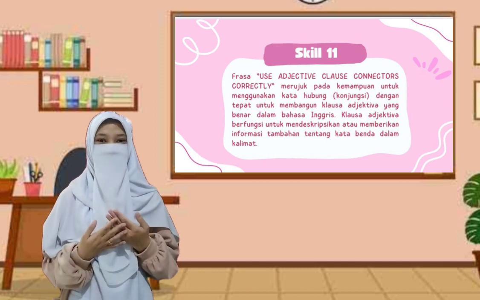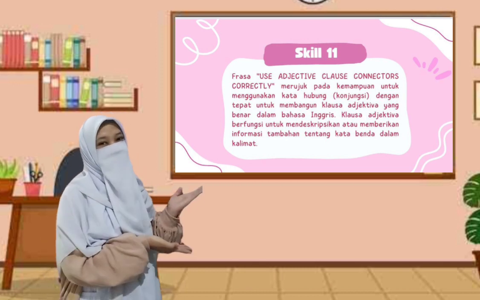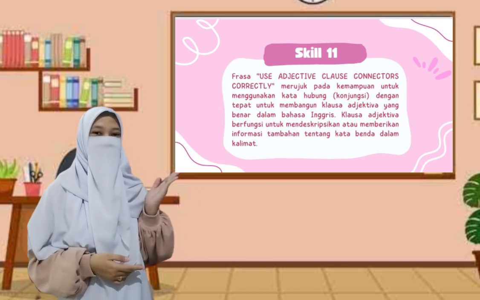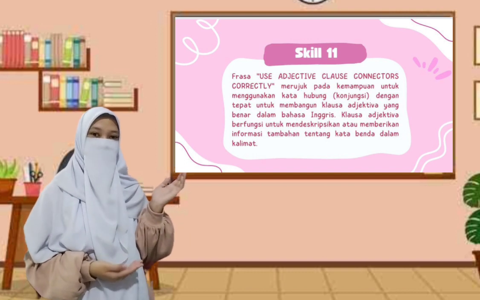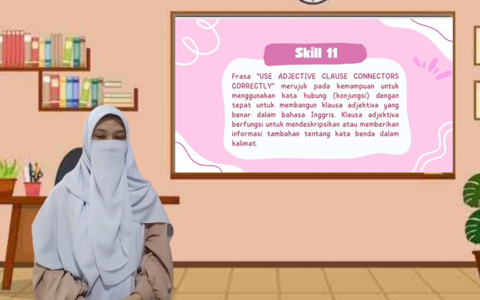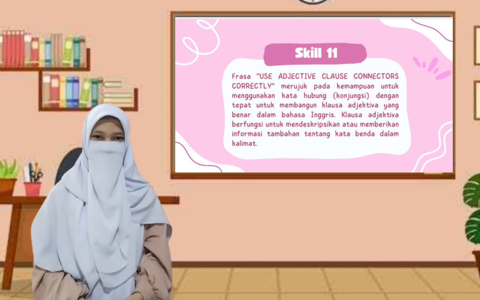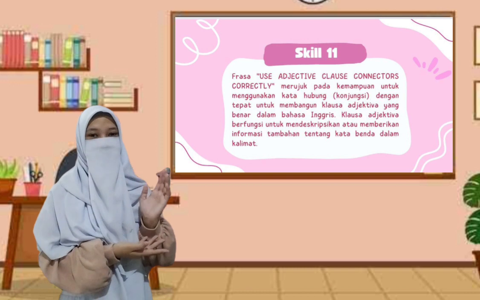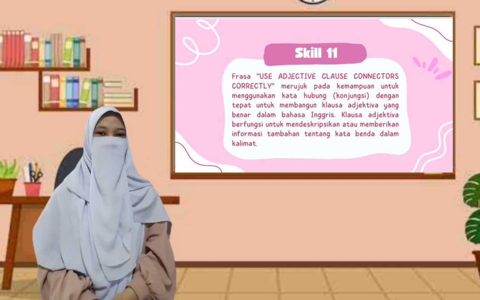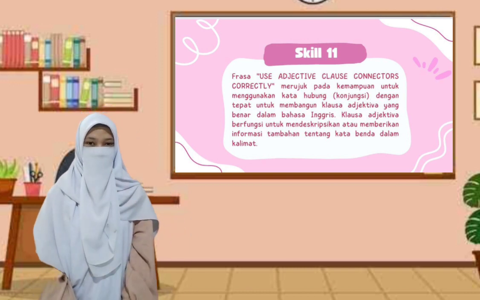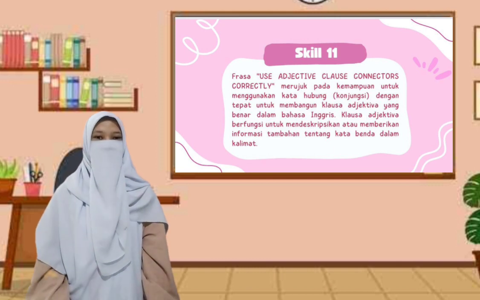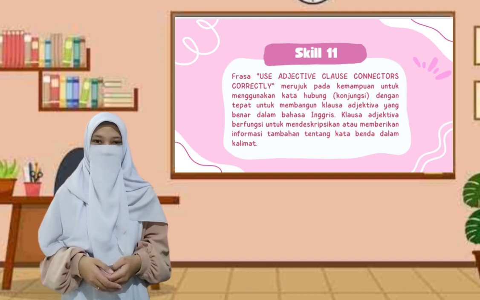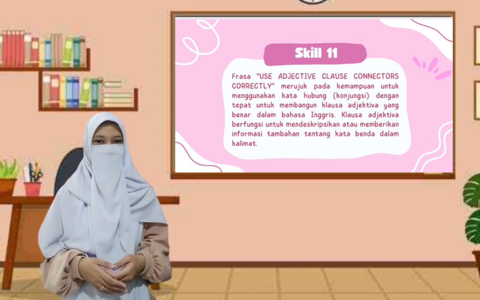Here, I will explain skill 11 about using adjective clause connectors correctly. This skill refers to the ability to use conjunctions correctly to construct correct adjective clauses in English. Adjective clauses function to describe or provide additional information about nouns in a sentence. An adjective clause is a clause that describes a noun. Because the clause is an adjective, it is positioned directly after the noun that it describes.